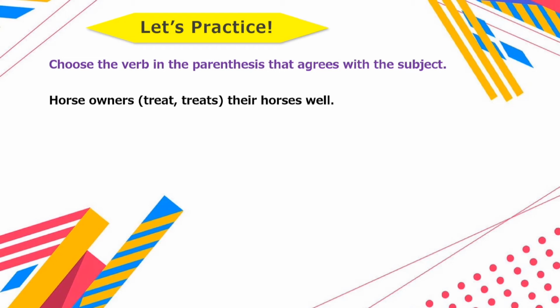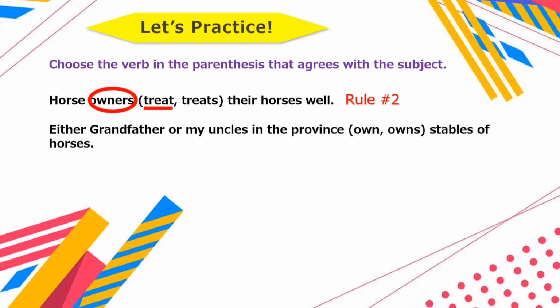What are we going to use? Treat or treats? Correct, we are going to use treat because our subject is in plural form. That is clearly stated in rule number 2. Either grandfather or my uncles in the province own stables of horses. What are we going to use? Own or owns? Yes, our verb should be own, and that is because we have uncles as our subject, and that is in plural form, clearly stated in rule number 4.